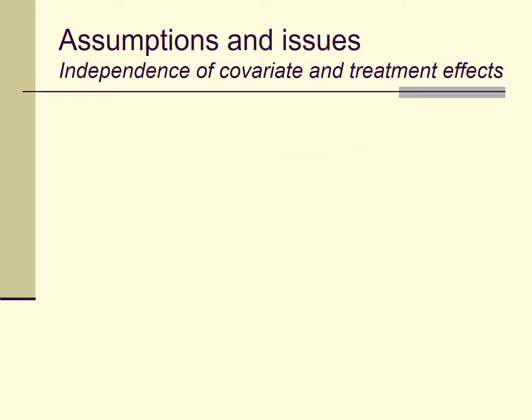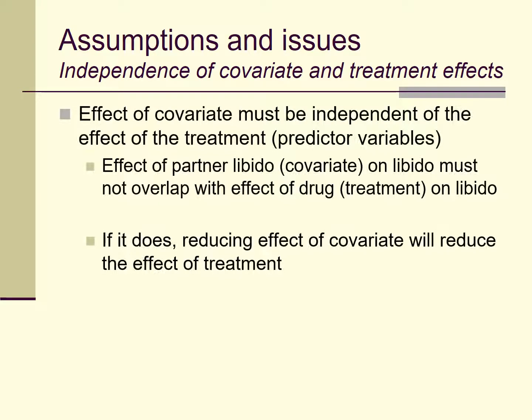Now, ANCOVA is nice. In fact, it can be really useful. It can help us detect significant effects. But like other forms of statistical control, and indeed like other statistical procedures, it depends on certain assumptions. And in the case of ANCOVA, there are two really important assumptions that we need to make. One is called the independence of covariate and treatment effects.